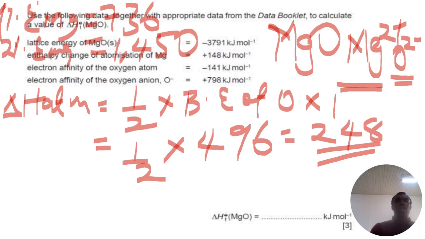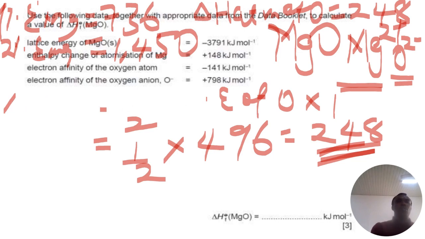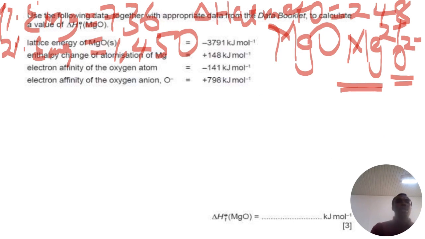The enthalpy change of atomization of oxygen is already 248. So the next thing, we have to calculate the enthalpy change of formation. What we're going to do is make the enthalpy change of formation the subject of the formula. So therefore, enthalpy change of formation will be equal to what?